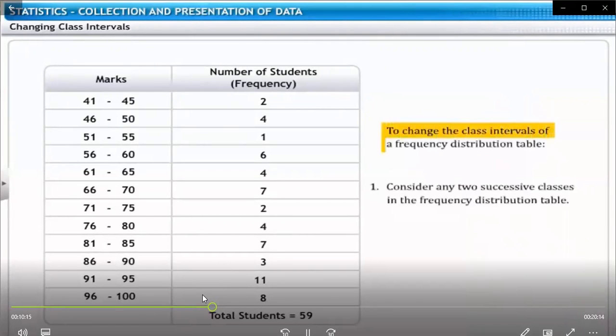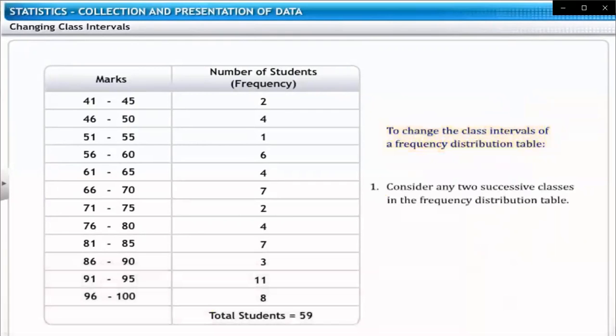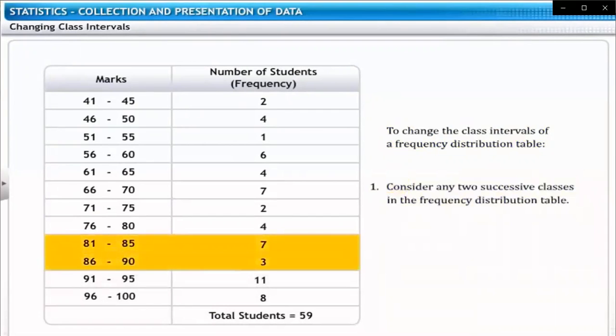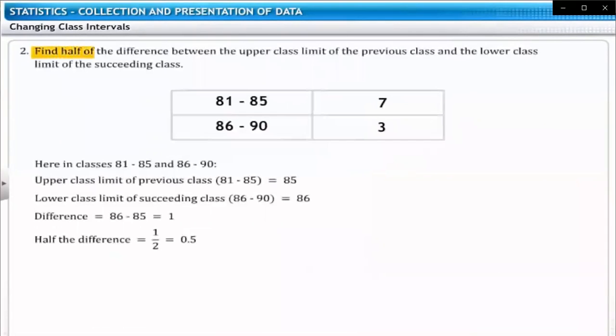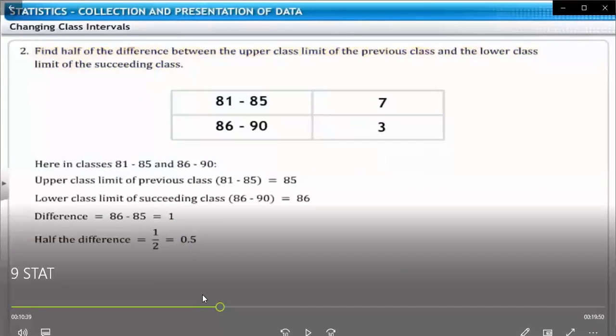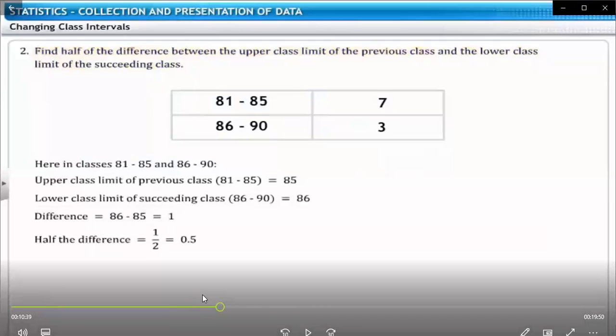To change the class intervals of a frequency distribution table, the first step is to consider any two successive classes in the table. So let us consider the classes 81 to 85 and 86 to 90. The second step is to find the difference between the upper class limit of the previous class and the lower class limit of the succeeding class. In classes 81 to 85 and 86 to 90, the upper class limit of the previous class, 81 to 85, is 85, and the lower class limit of the succeeding class is 86.